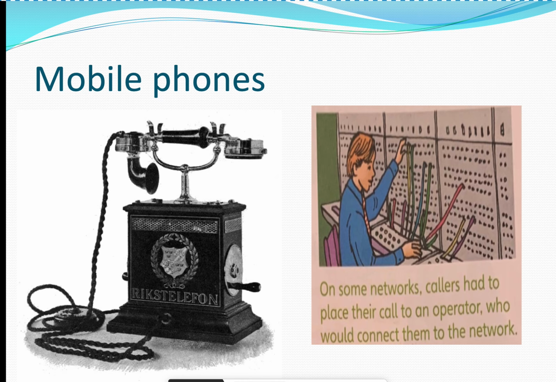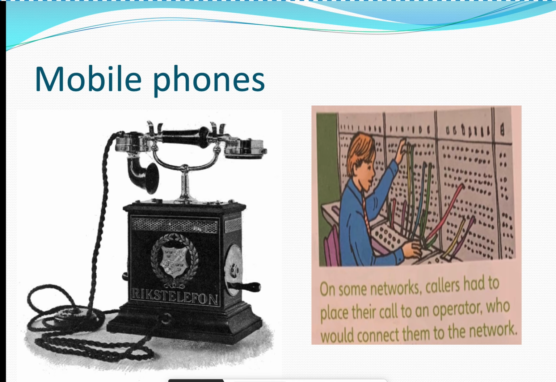Mobile phones. When people started using telephones in the late 1800s, they had to use a telephone that was attached to a fixed line. The telephone line had to connect to a series of cables connecting the whole telephone network. Today we call this kind of telephone line a POTS service, P-O-T-S. POTS originally stood for Post Office Telephone Service, but today it is known as plain old telephone service.